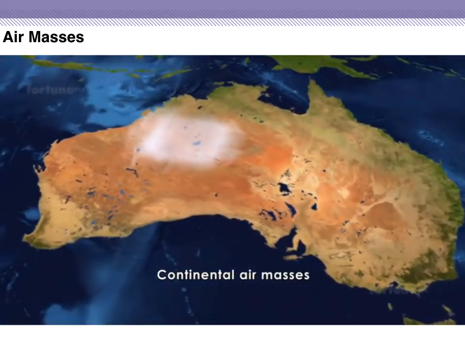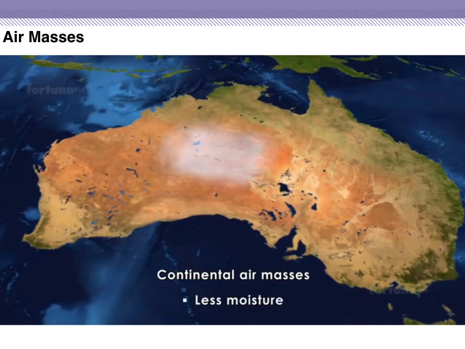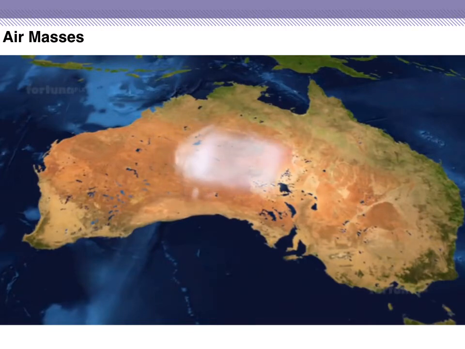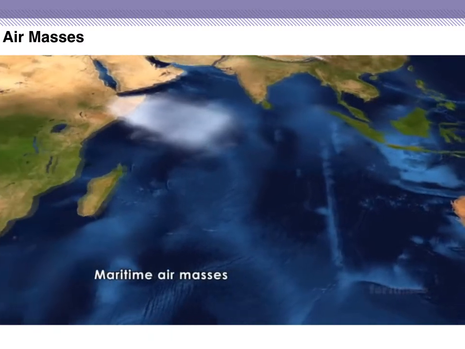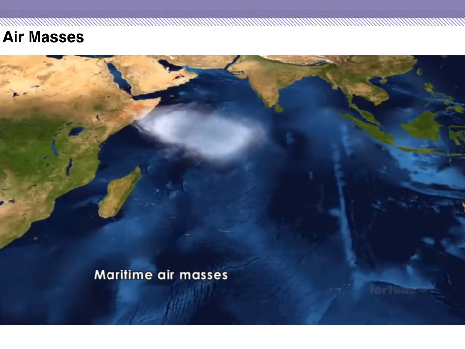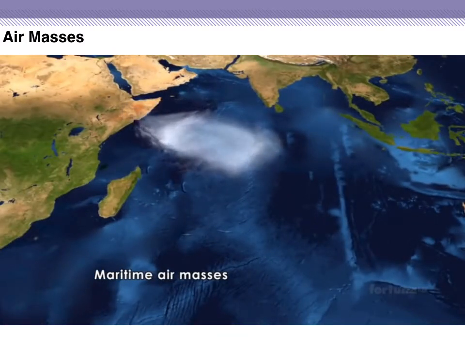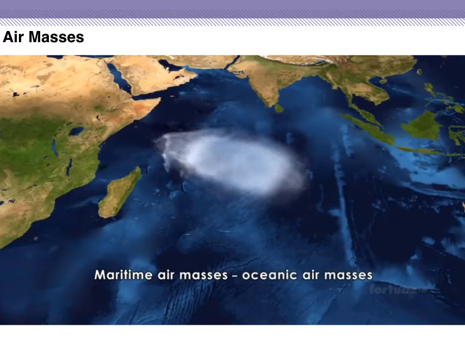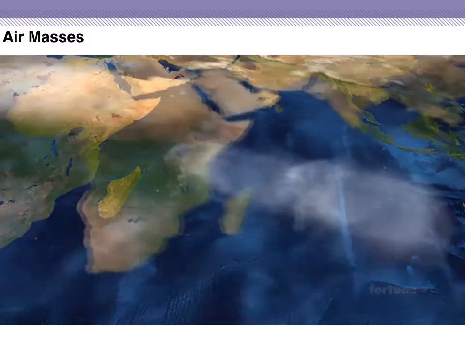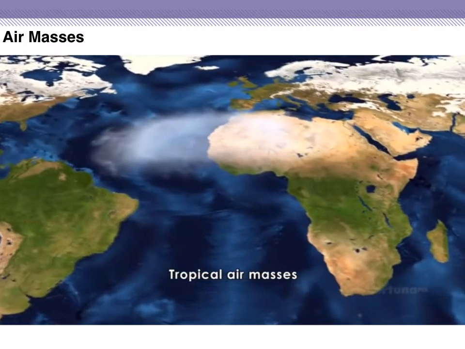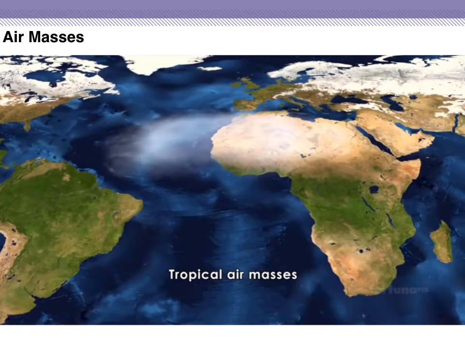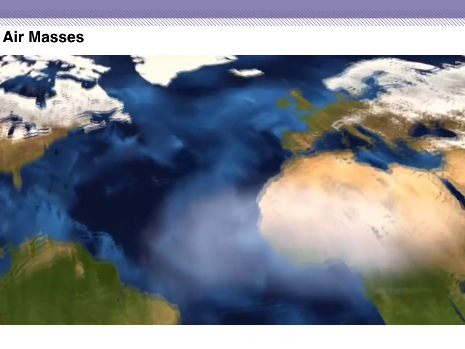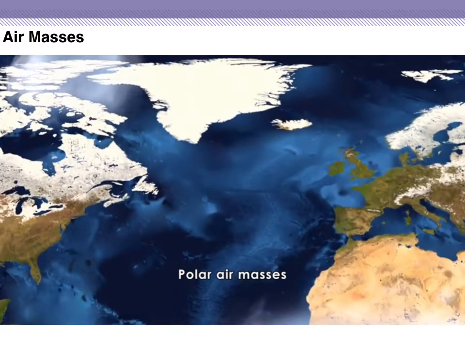Continental air masses occur over large land masses and usually contain less moisture than other air masses, meaning they tend to be dry. Maritime air masses originate over a large body of water and are also known as oceanic air masses. Because they form over water, they are moist. Tropical air masses form in regions of lower latitudes and are usually warm. Polar air masses form over polar ice caps and are very cold.